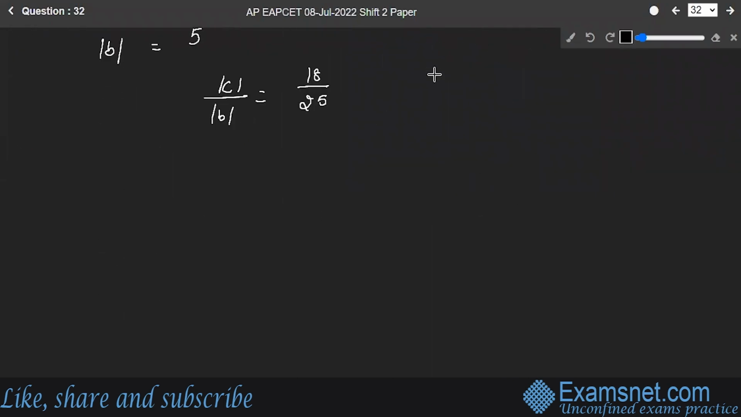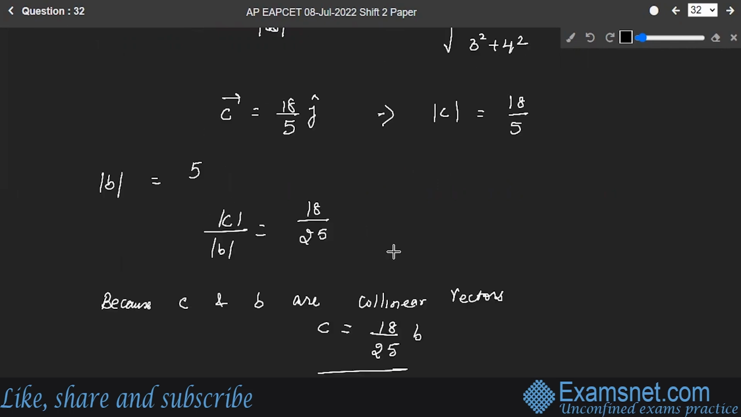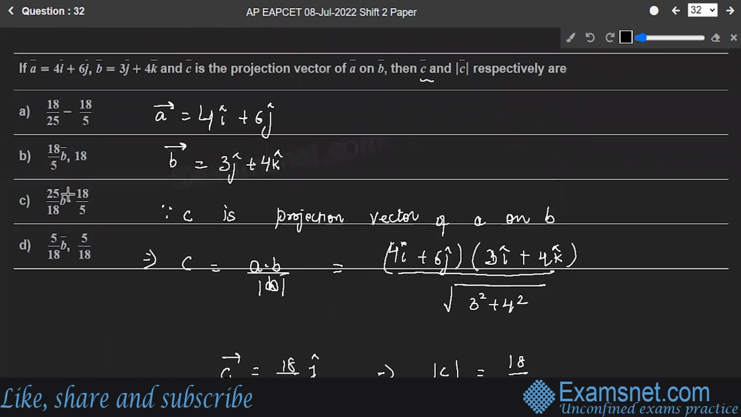Since C and B are collinear vectors, therefore, C can be written as 18 upon 25 of B. So this is what we were finding out. Actually, C was given in the terms of B. So we have option C as our answer. The C value is given by 25 upon 18B.